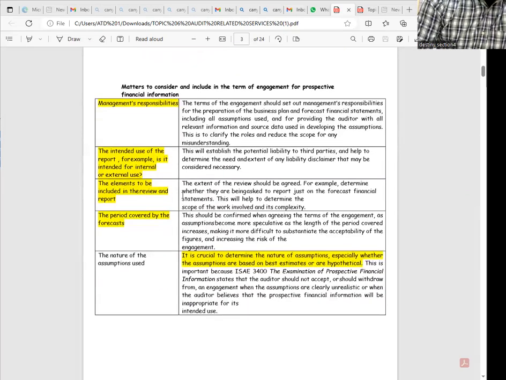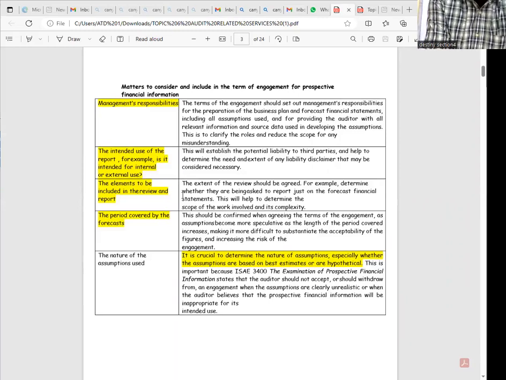So some of these matters they will come across. So one is management responsibility. Managers are the responsible parties. Their responsibilities must be made very clear at the point of agreeing on what procedures are to be undertaken. This is done to minimize any possible misunderstanding. So you have to clarify to the management what their responsibility is with regard to the review of the prospective financial information.